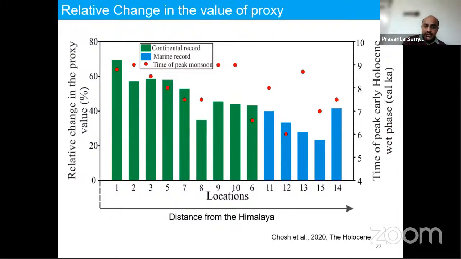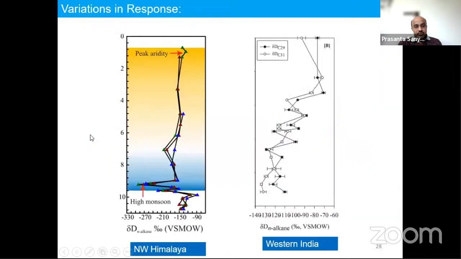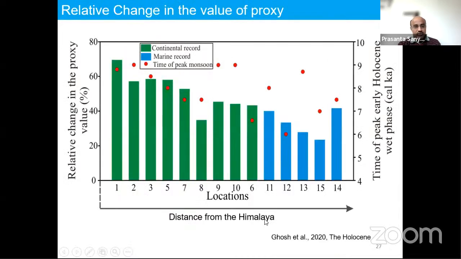Now, while analyzing this monsoonal data from different sites, what we have observed is the relative change in the proxy value. What does that mean? Suppose this is the data from Benital lake, the Himalayan lake, and this is from the Banni Grassland. You see the spread in the isotopic composition here is very high compared to the spread you see in Western India. So as you go away from the Himalaya, the relative change in the proxy value shows a more or less decreased pattern.